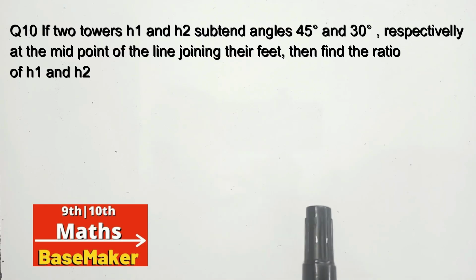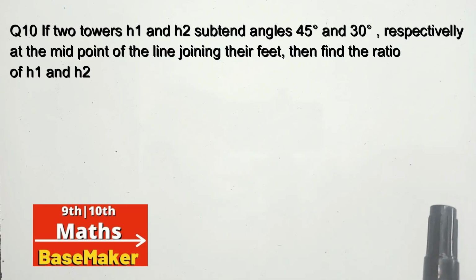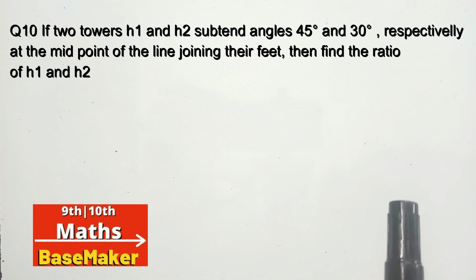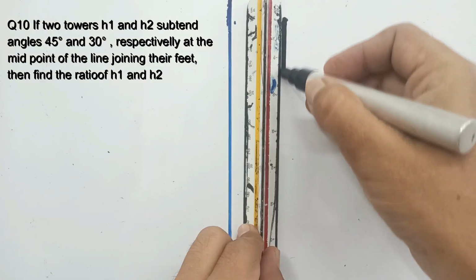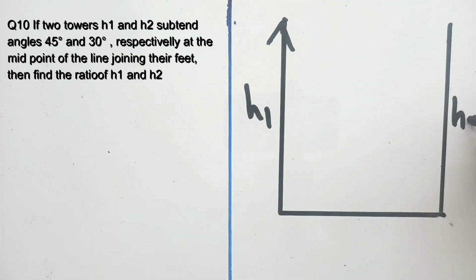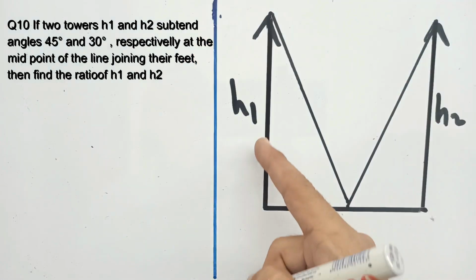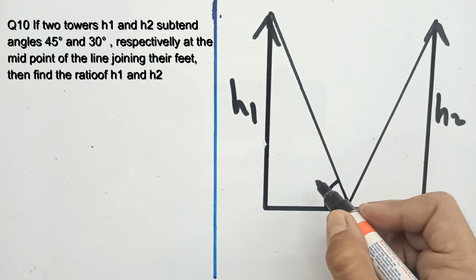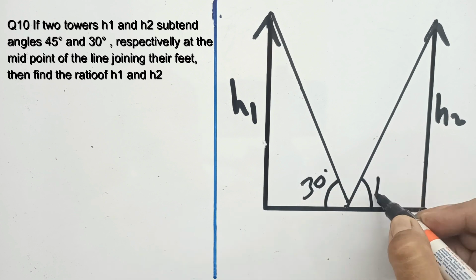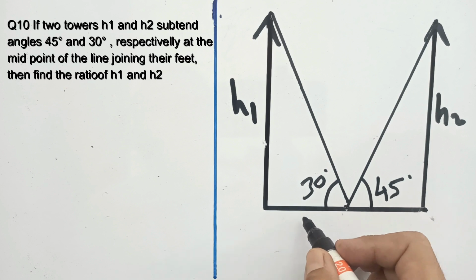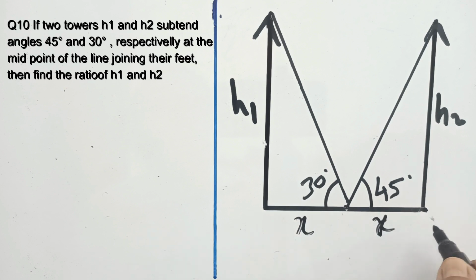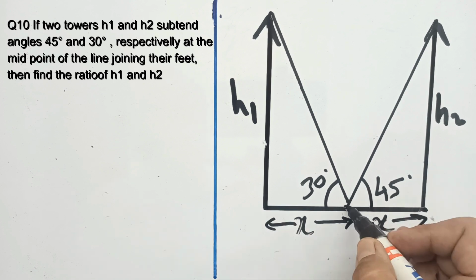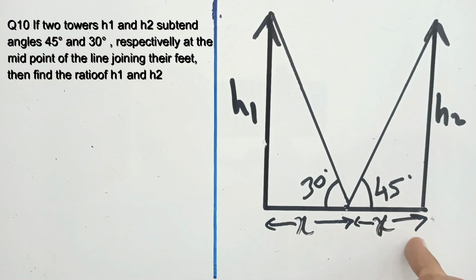If two towers of heights h1 and h2 subtend angles of 45 degrees and 30 degrees respectively at the midpoint of the line joining their feet, then find the ratio of h1 and h2. So these are the towers h1, h2, and their angles of elevation from the midpoint are 30 degrees and 45 degrees. Since it is a midpoint, we can suppose each part is x.